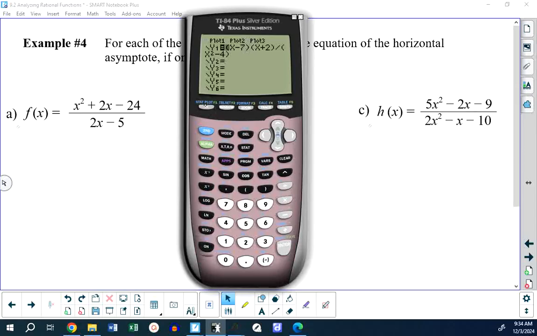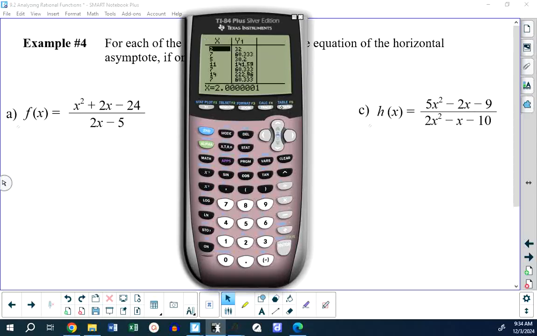So I'm going to enter in this function, x squared plus 2x minus 24 divided by, in brackets, 2x minus 5. And I'm going to choose not to worry about looking at the graph. I'm going to look at large values of x in my table. So I'm going to set up my table to start at, well, it doesn't matter. I want it on automatic.